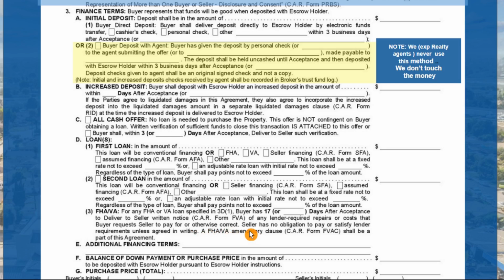And just so you know, the seller has no obligation to pay or satisfy lender requirements unless they agree to in writing. And there's another form needed if it's an FHA or VA loan, to include with the agreement as well. That's the FVAC. If there are additional financing terms, they would be listed here. That would be case by case, and we could talk about that if the situation called for it. The balance of the down payment would go here, and the total purchase price would go here. The buyers and the sellers initial at the bottom of the page.